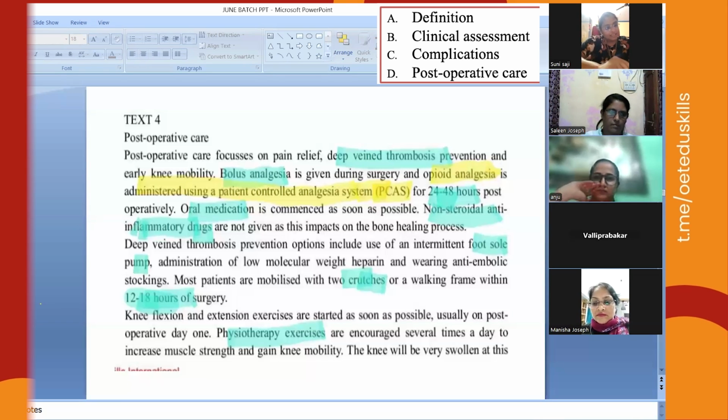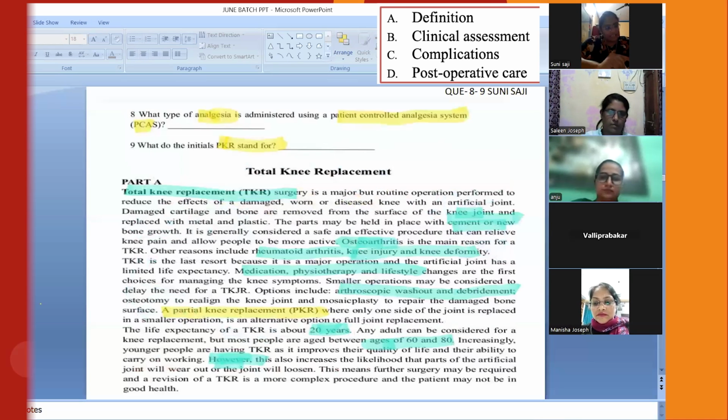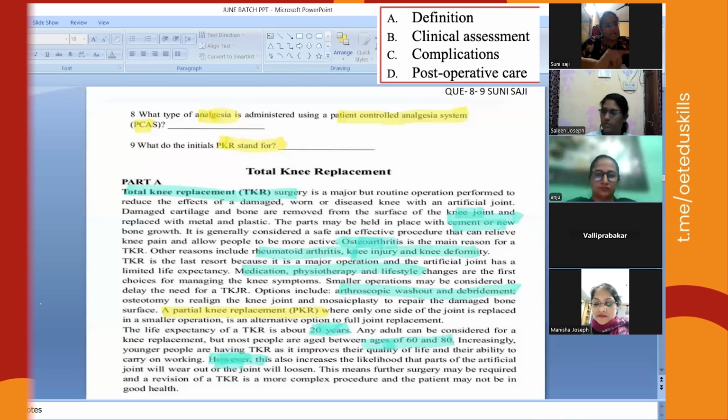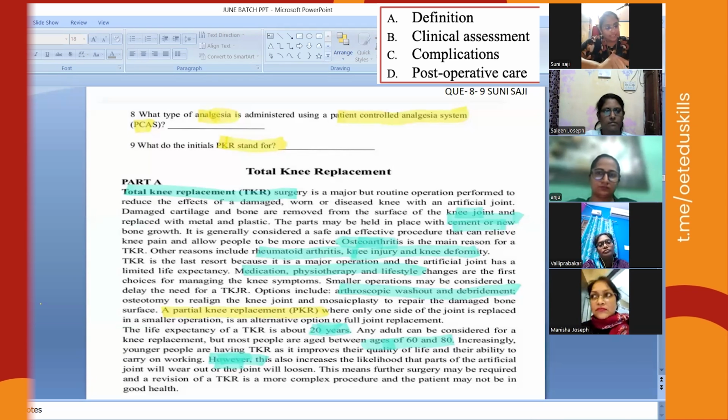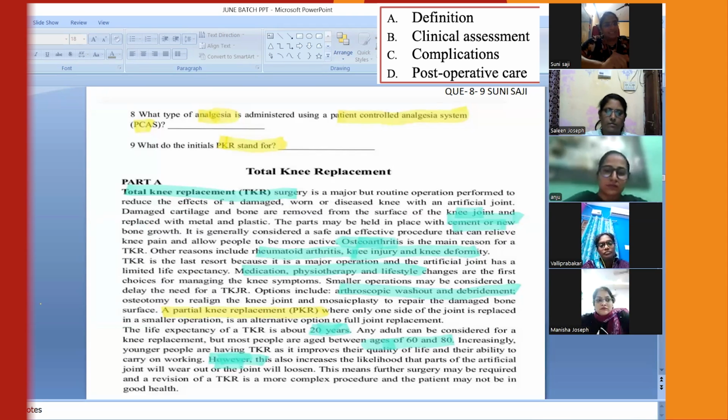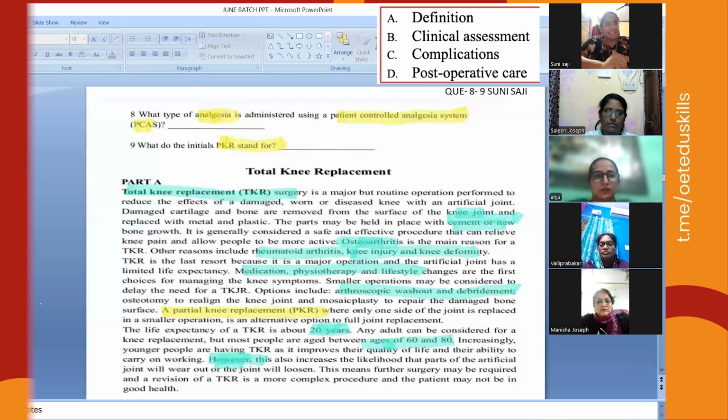Then next one, what do the initials PKR stand for? So it is asking for some definition. So we know in text A, I marked it as a definition. Under the definition of total knee replacement, we can see PKR, the age of 60 and 18 years, and a contrast word, however. In that, I noticed one word, PKR. This PKR stands for partial knee replacement. In this way only, I selected the answer for this 9th question.